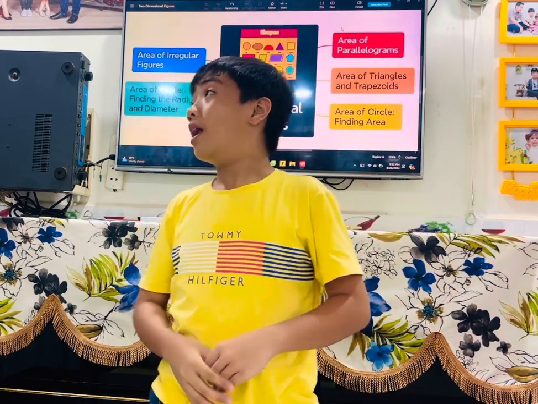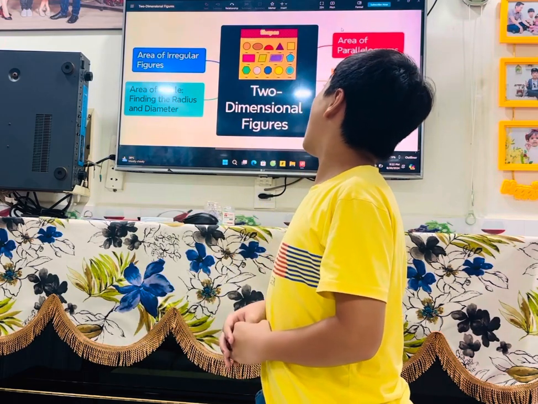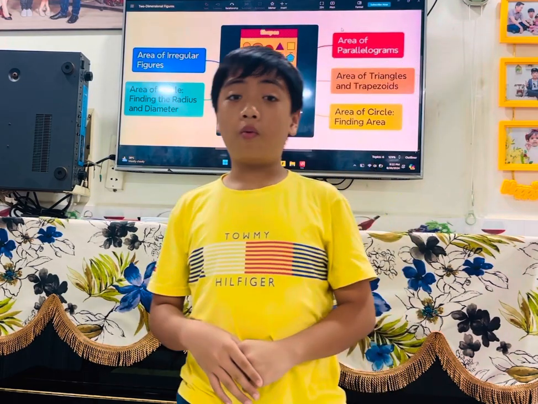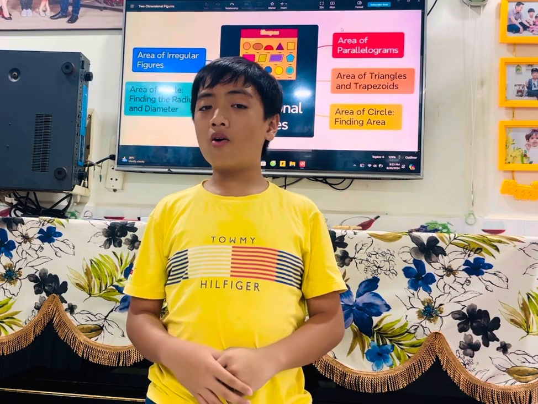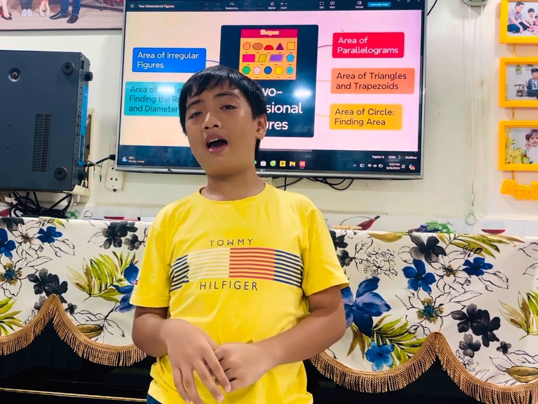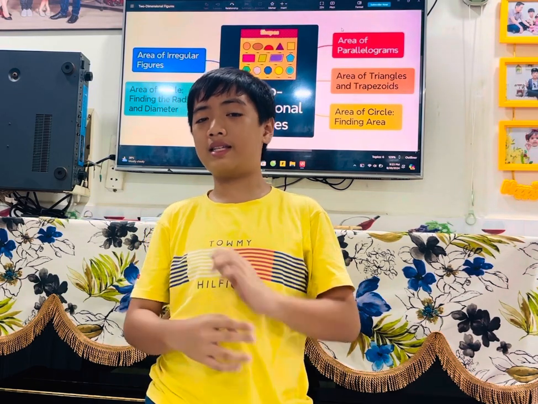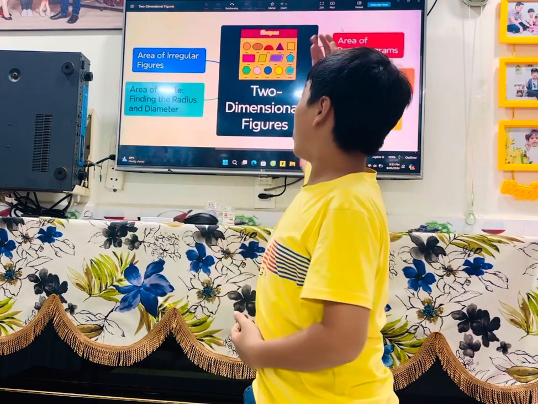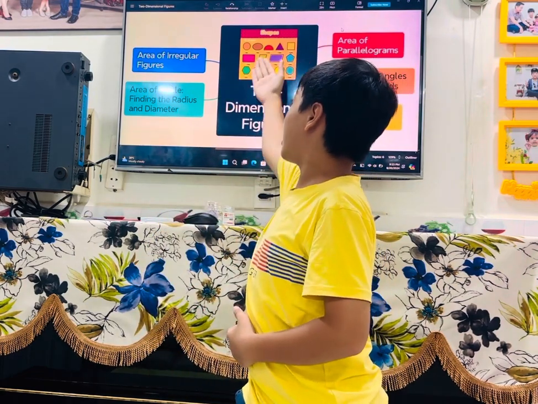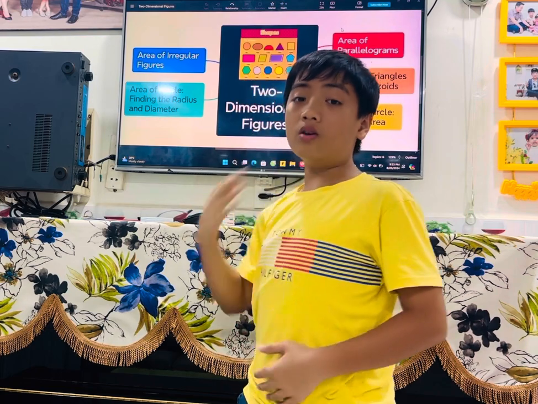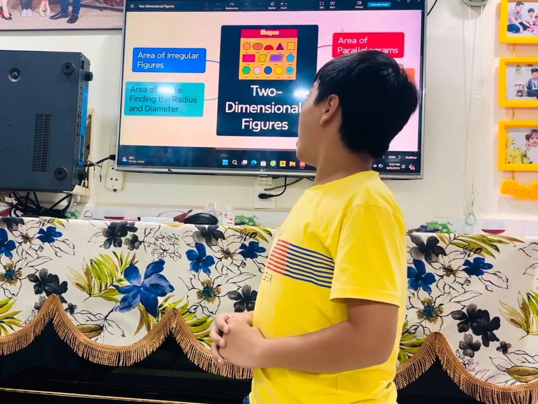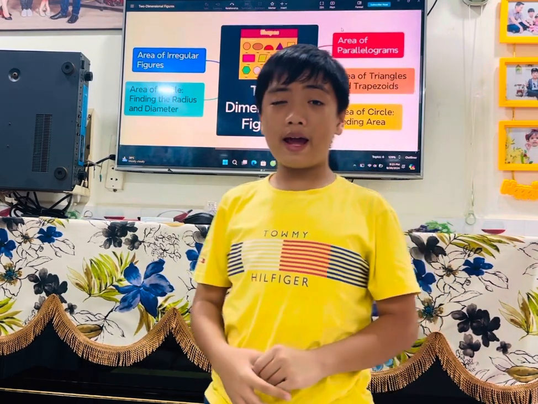Today I'm going to present about two-dimensional figures. First, let's look through the area of polygons. What are polygons? Polygons are shapes that have four sides and four corners connecting them. For example, a rhombus, a square, and a rectangle are polygons. Let's look at how to find the area.